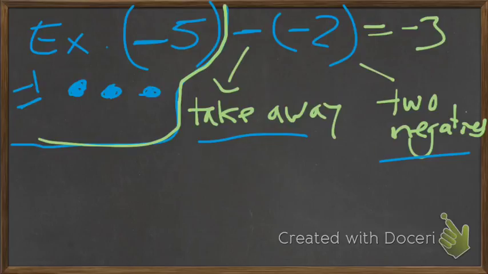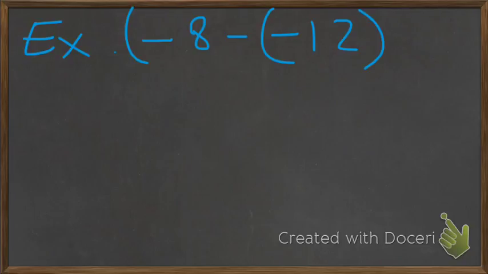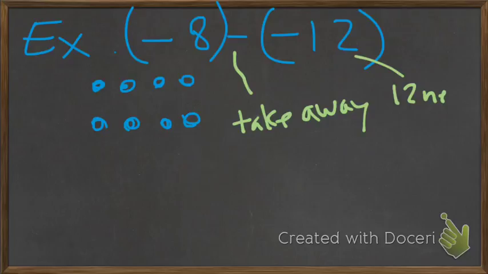Let's try another example. I'm going to clear that off. What order haven't we done yet? -8 subtract -12. Oh, this one's going to be tough. Okay, so I'm going to draw myself 8 negatives: 1, 2, 3, 4, 5, 6, 7, 8. Alright, that's my 8 negatives. And right here, that subtraction sign means take away. And I have to take away 12 more negatives. I'm going to rewrite that.